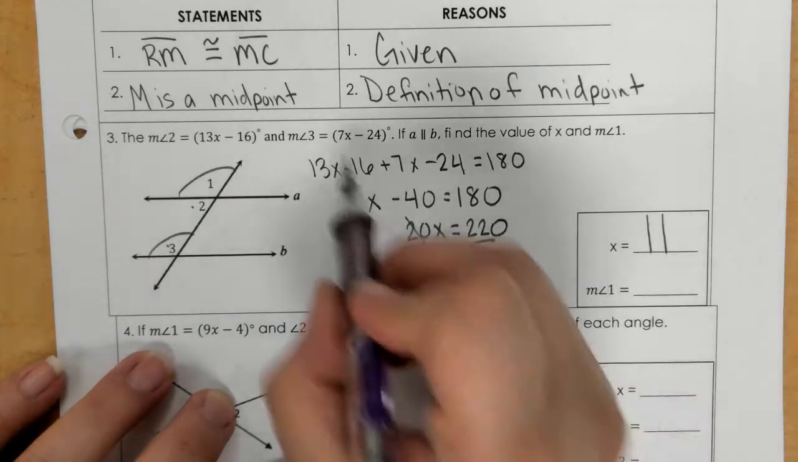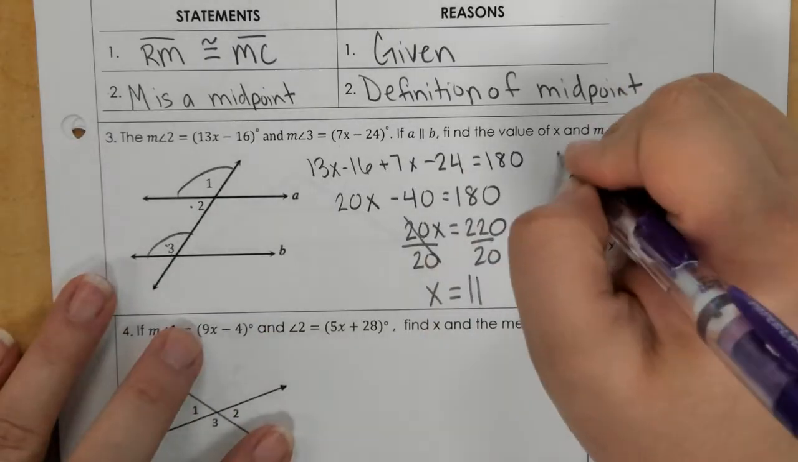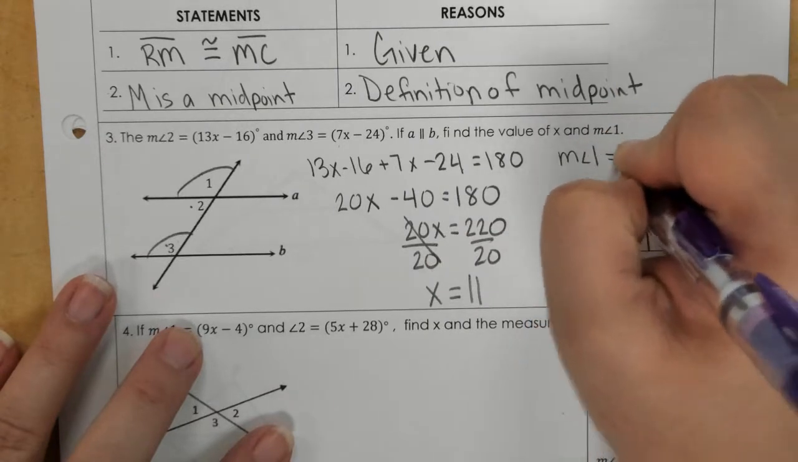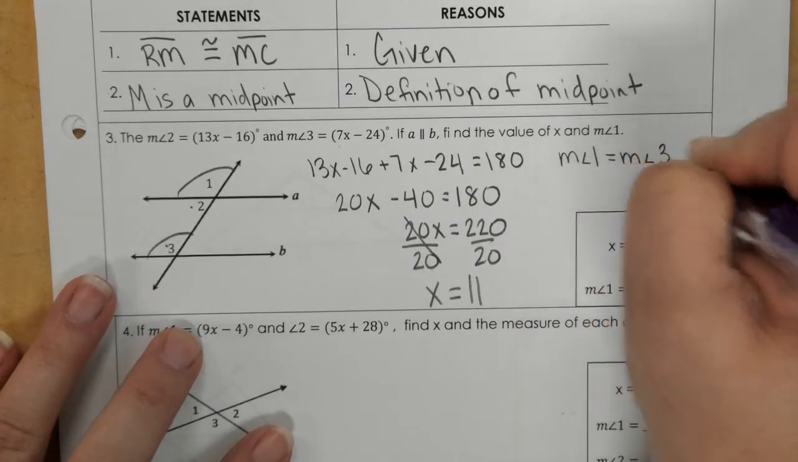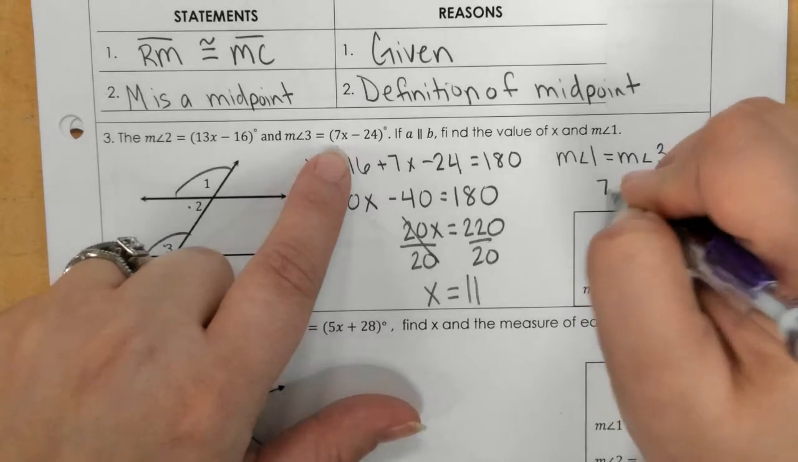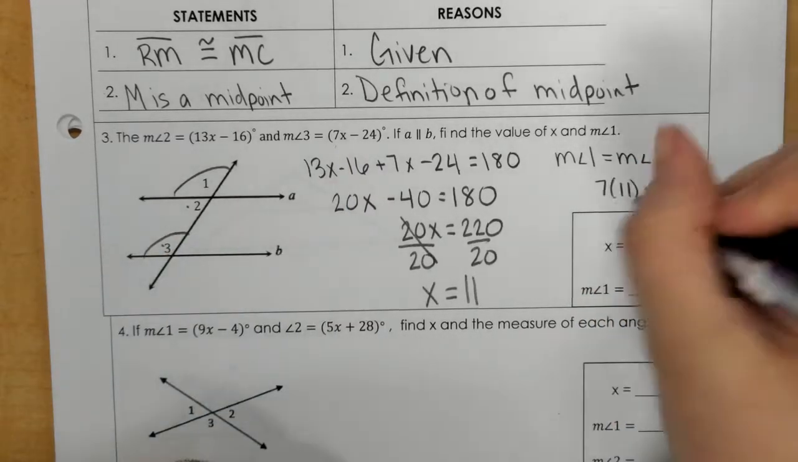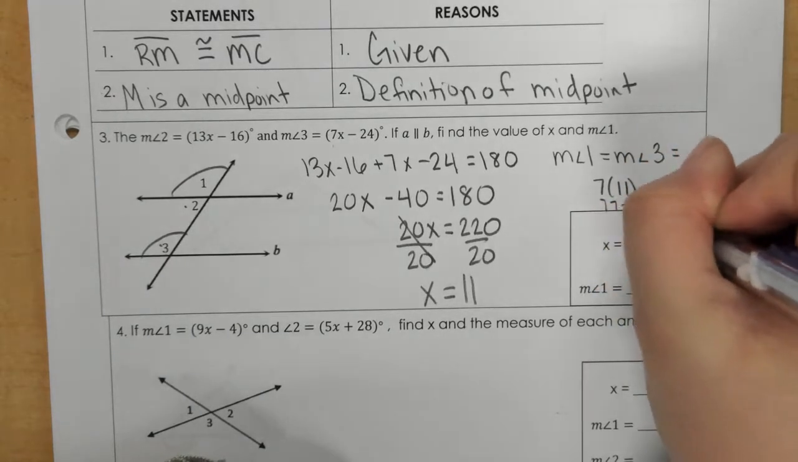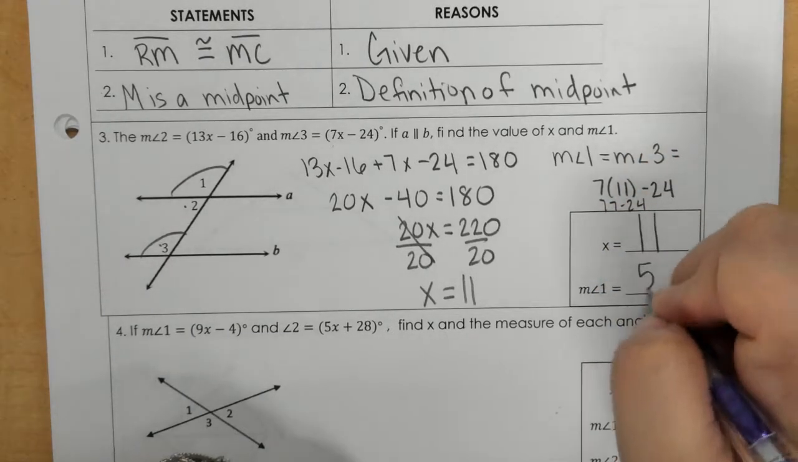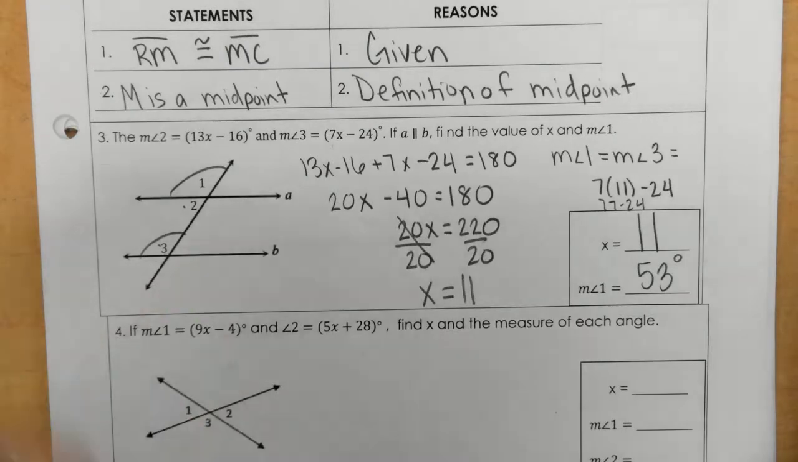So I'll plug 11 back into angle 3. So the measure of angle 1 equals the measure of angle 3, and that would be 7 times 11 minus 24. So 77 minus 24 is 53, and that's degrees since we're talking about an angle measurement.